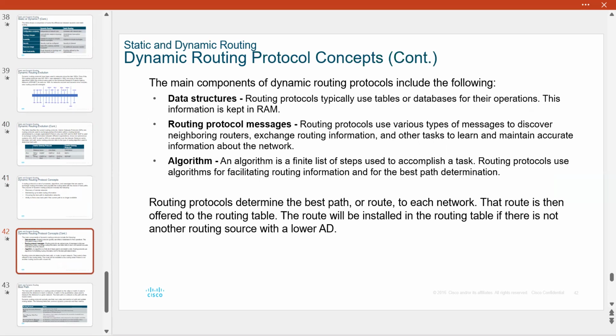and algorithms. Right, data structures. The components of dynamic routing protocols: we have my data structures, which are our routing tables. Briefly, those are our routing tables.